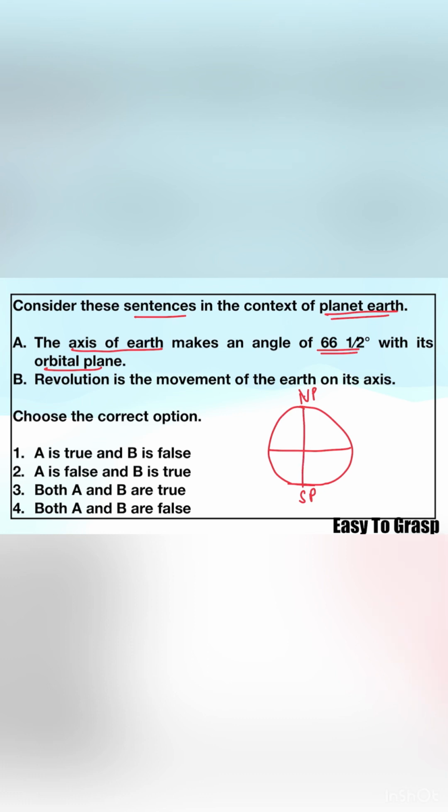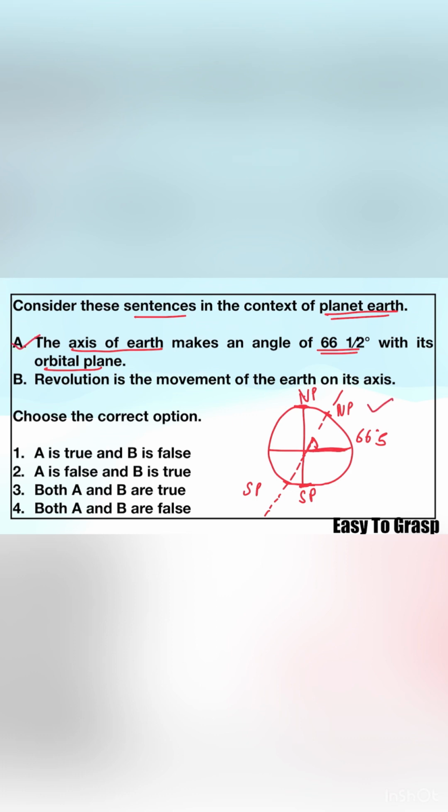These North Pole and South Pole are not exactly here and here. Earth is slightly tilted, and this line represents the inclination, that is the bend of the Earth. So this particular point is the North Pole and this one represents the South Pole. In statement number 1, it is said that the angle which Earth makes with its orbital plane is 66.5 degrees. It is exactly a true statement. So the first statement becomes correct.